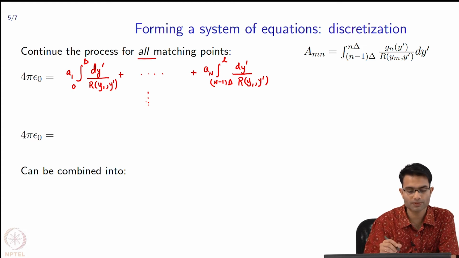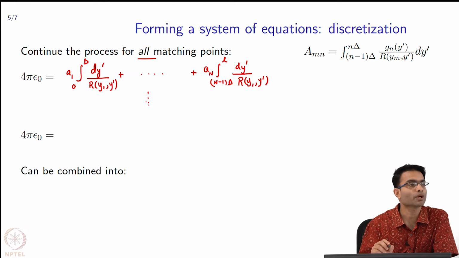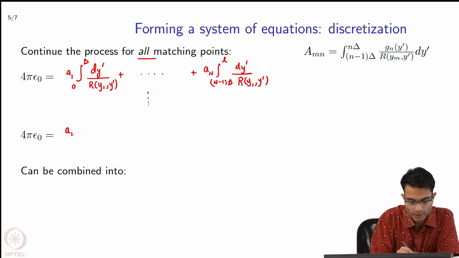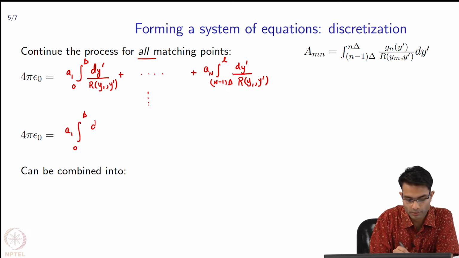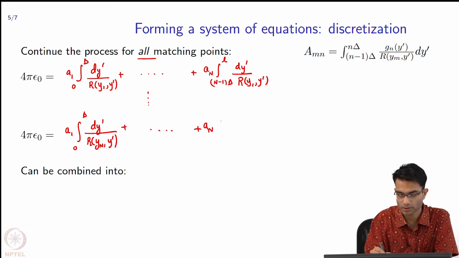And I will repeat this for each of the matching points. The final matching point will be at the very end, right. So, at the very end, again the first term will be a1, 0 to delta, first term, and finally the last term.